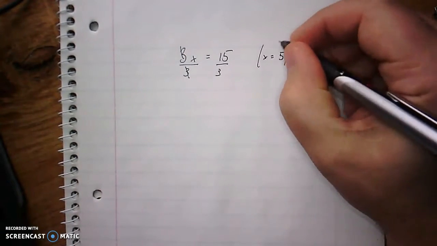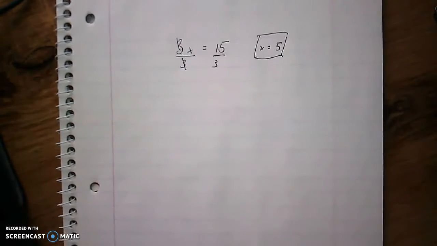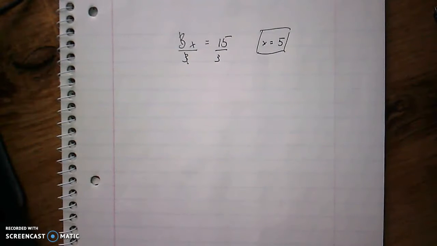I'm going to put a box around it just so we can pick it out of the process. So again, the idea is pretty straightforward. You do the same thing to both sides of the equation to keep it equal.